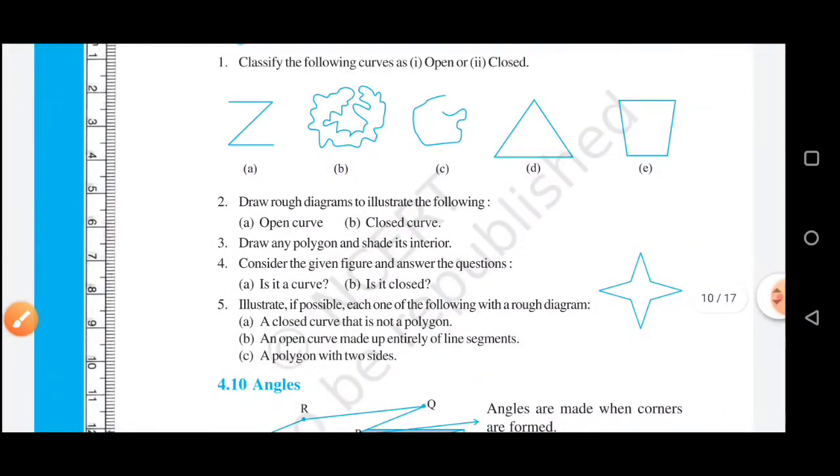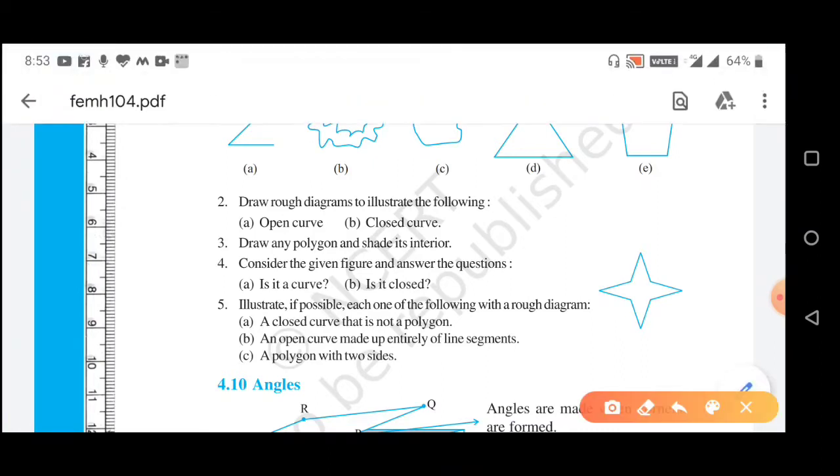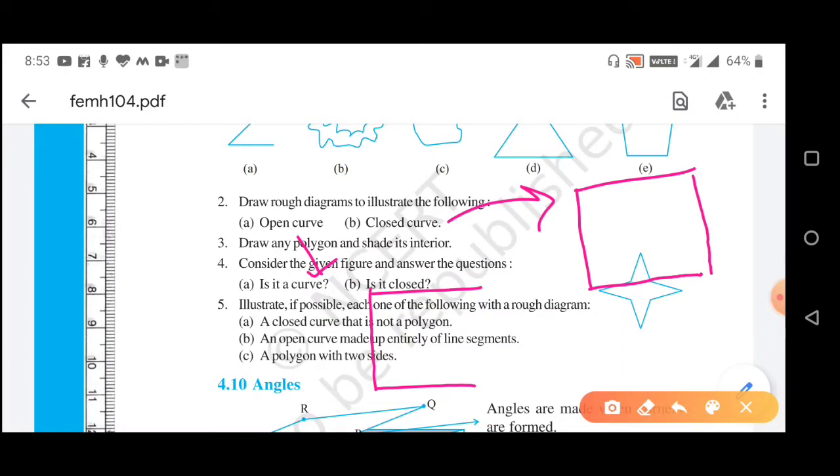Question number 2, draw rough diagrams to illustrate the following: open curve, closed curve. So to draw an open curve, we can draw any curve. So I am drawing like this, this is an open curve. For a closed curve, we can just close the curve. So this is a closed curve. I am drawing on the screen, so the diagrams may not be perfect. You draw in the copy using a ruler and pencil. Don't use a pen.